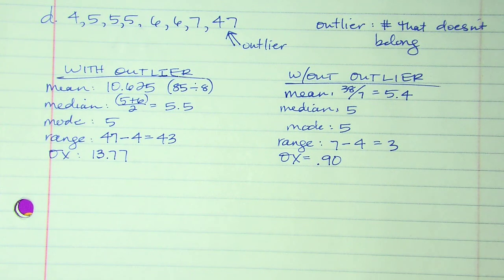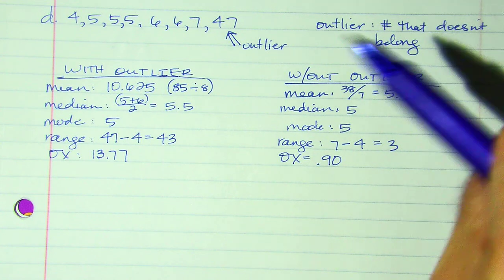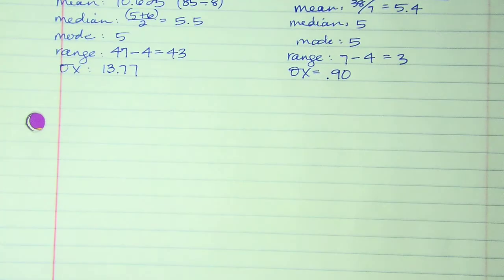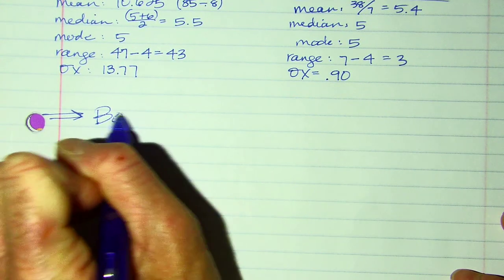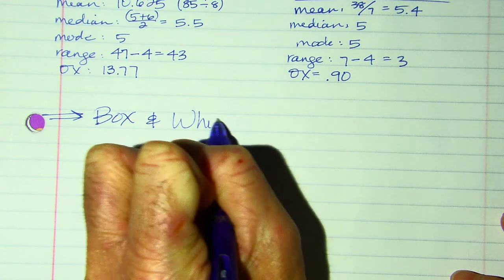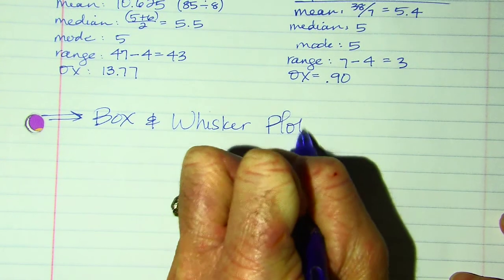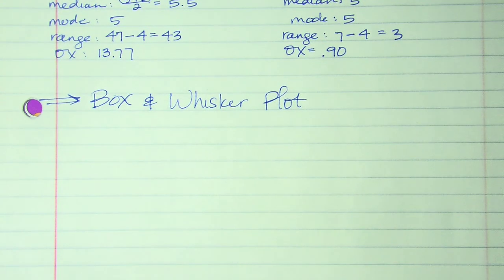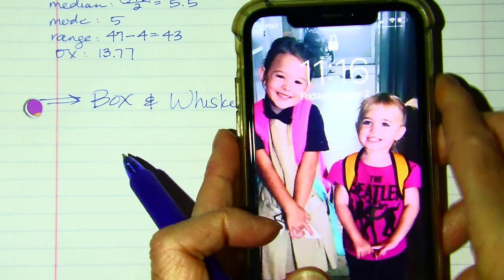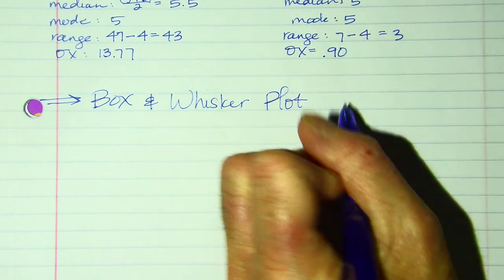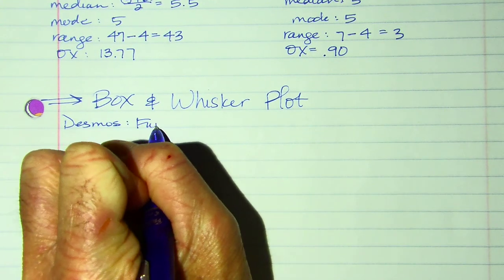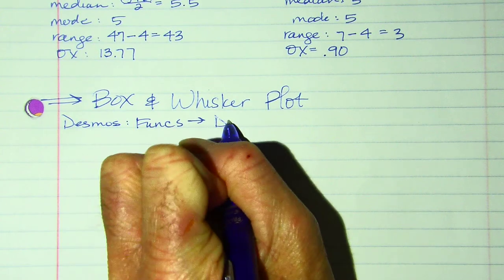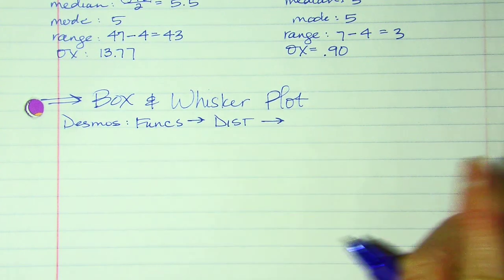All right, so the next part of our notes has to do with box and whisker plot. Most people don't like it, but again, if you go to Desmos, so in Desmos, if you hit function and then you hit distribution, there's an option that says box plot.